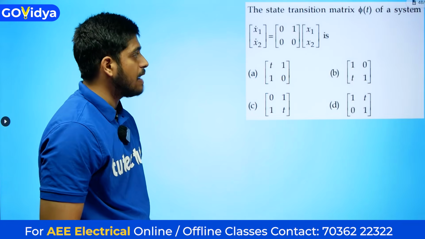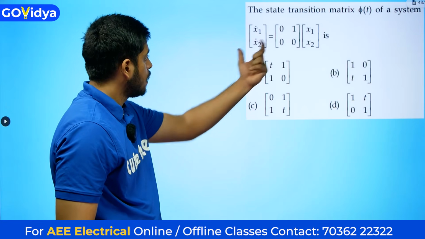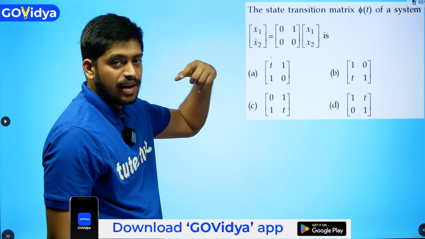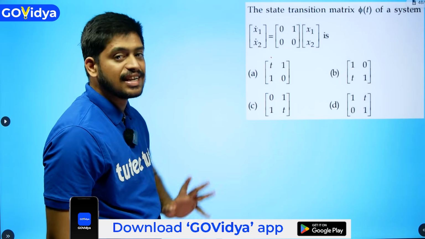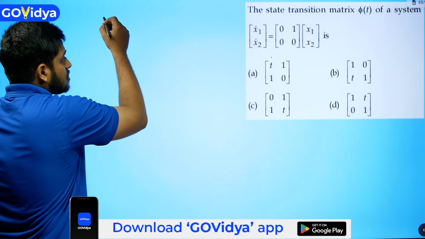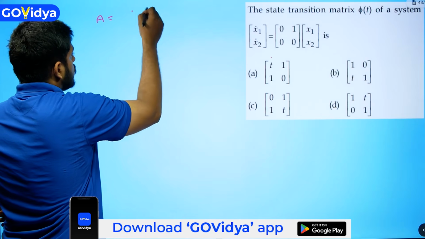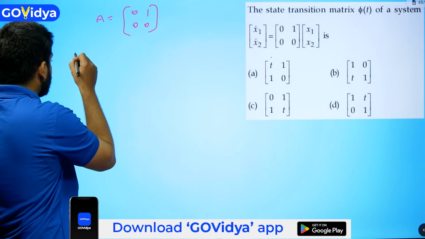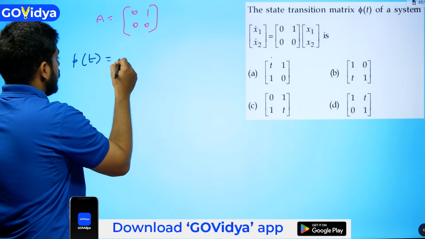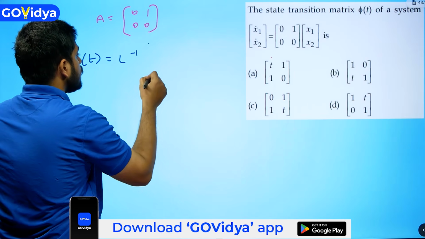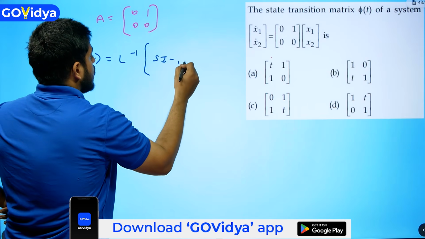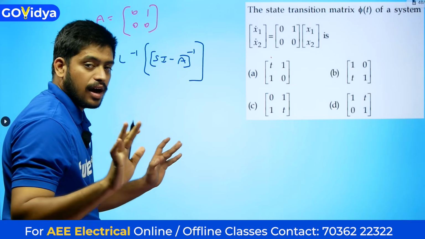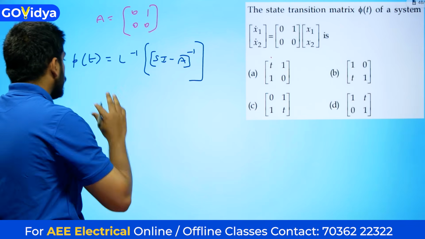The state transition matrix of a system is given. Some matrix is given, and we need to find the state transition matrix. To find the state transition matrix, what is the value of A? 0, 1, 0, 0. What is the value of state transition matrix phi of t? Simple one: Laplace inverse of (SI minus A) whole inverse. Direct formula, nothing much complex in this.